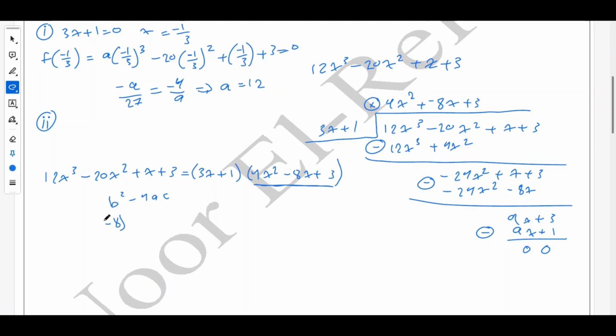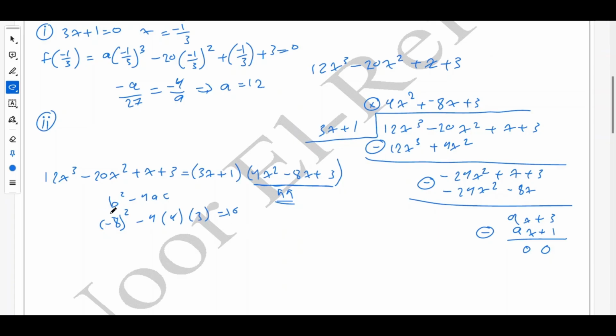Negative 8 squared minus 4 by 4 by 3, it will be 16. So I have real roots. So I can find these roots by using the general formula or factorization. If b squared minus 4ac is less than 0, this part will not be factorized. So I don't have it.